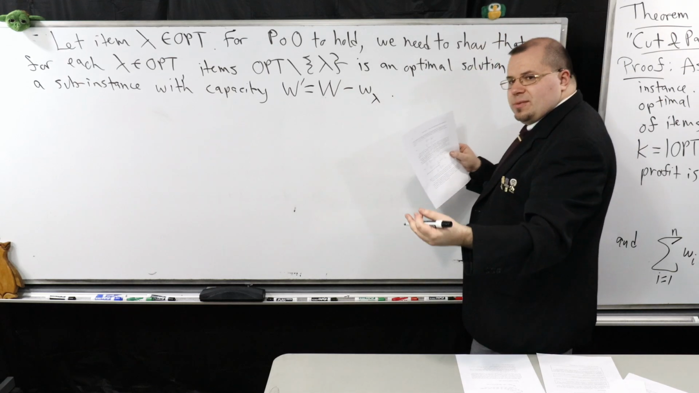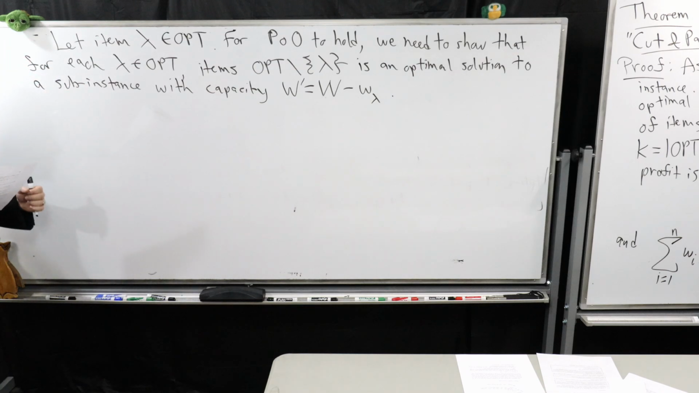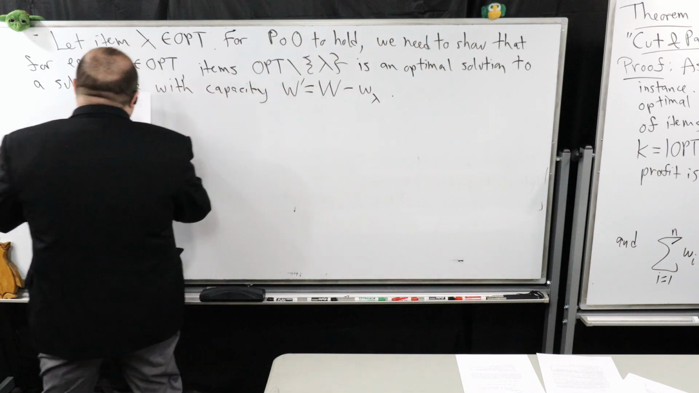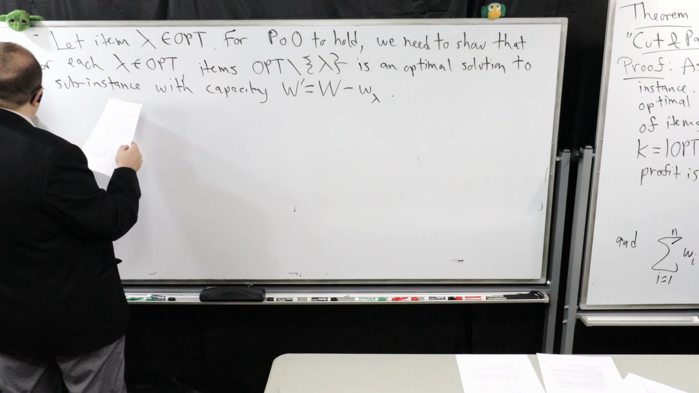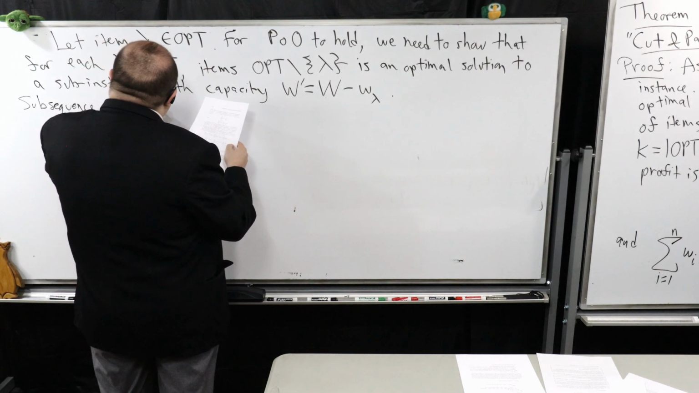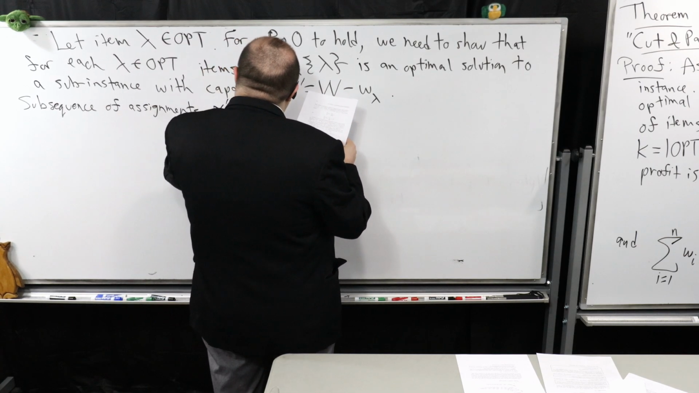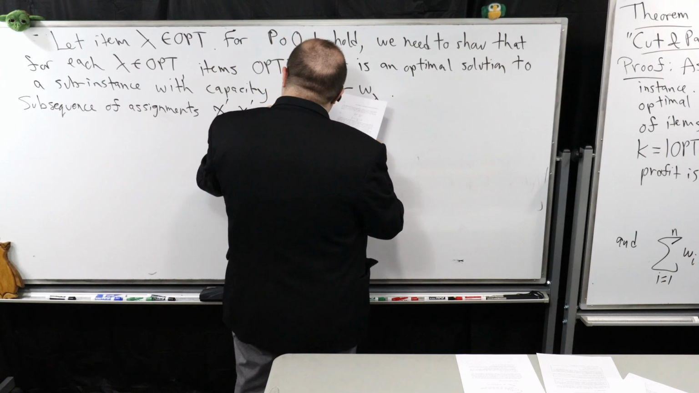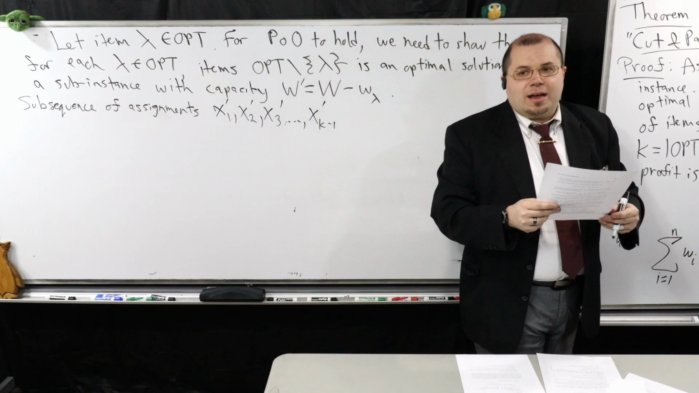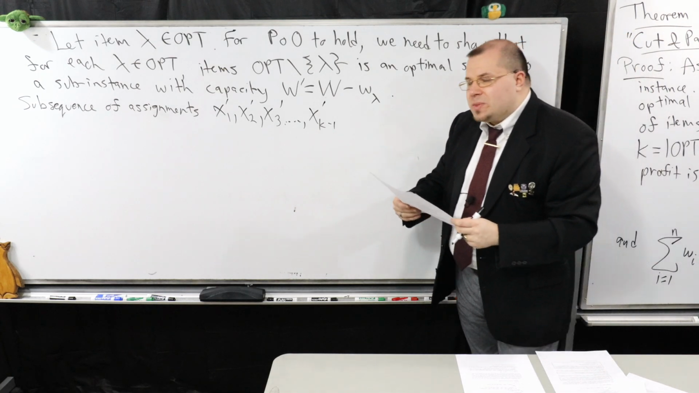So that means that there's going to be a subsequence of assignments. So I'm just going to give us kind of a briefer version of this. If you want the much more carefully explained version of this, just take a look in the notes. So just to write out just a little bit more notation. So I'm going to suppose that there's a subsequence of assignments. So these are my selections. So I'm going to say I have x1 prime, x2 prime, x3 prime, all the way up to xk minus 1 prime. So if I remove lambda, that means that I have one less item in my optimal solution. So that's why it's k minus 1, not k.